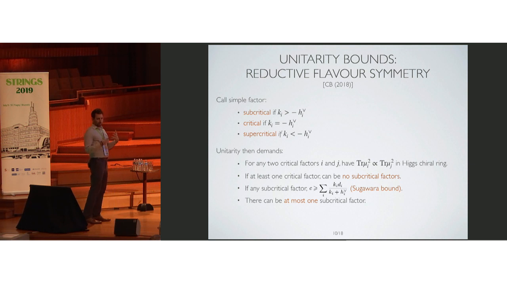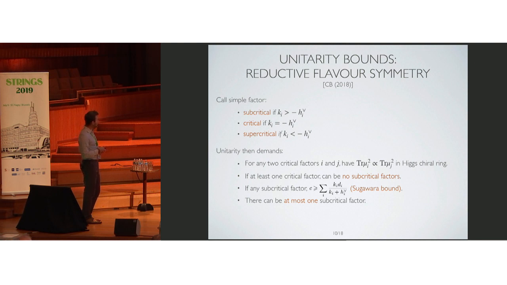And then you end up with this sort of complicated set of rules that says that if you have any two simple factors in your flavor symmetry which are at the critical level, then you get a Higgs branch chiral ring relation that sets trace mu squared for one flavor factor equal to trace mu squared in the other flavor factor. If you have at least one critical factor, then you can have no subcritical factors.